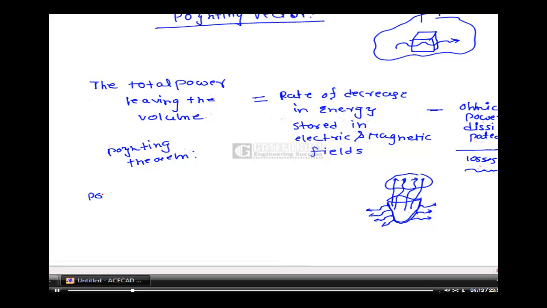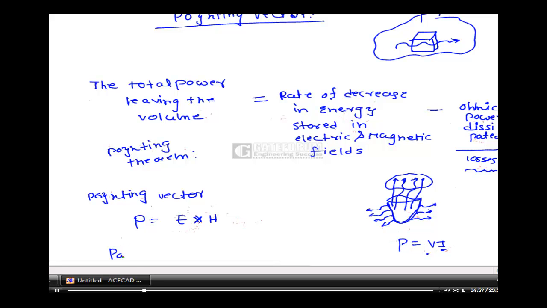The Poynting vector is given by P is equal to E cross H. Generally we know that the power is equal to VI, voltage into current. Voltage is nothing but the integrated effect of electric fields. Current is nothing but the integrated effect of magnetic fields. So the same concept applies here, but here we are applying a cross. It is a vector quantity.